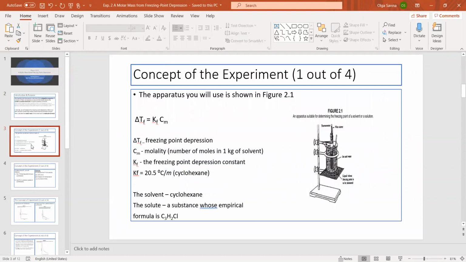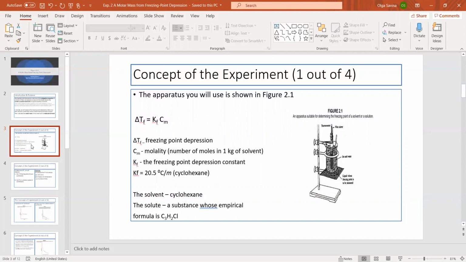So, the concept of the experiment. We will use the following apparatus, which is shown in figure 2.1. This apparatus consists of a beaker filled with ice and water, and also a test tube, a thermometer, and a stirring rod inserted into the test tube.